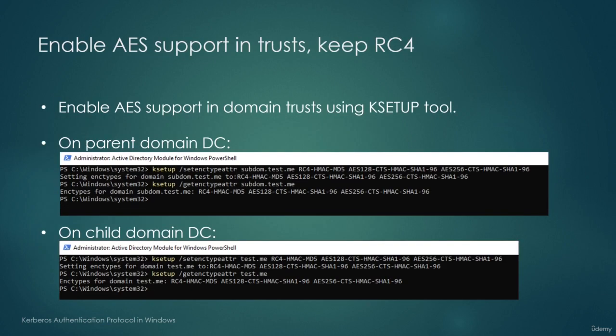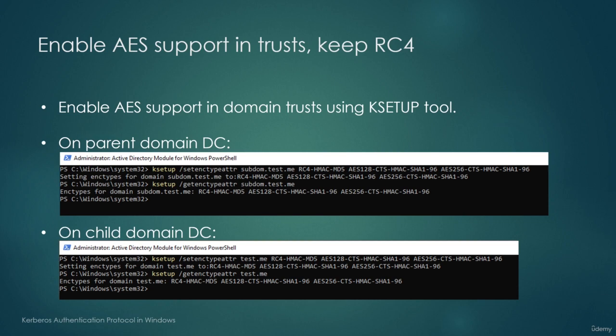First, we need to enable AES support in domain trusts from both sides for two-way trust configurations without disabling RC4 before we make any changes for the other principals. By default, the trust is configured for RC4 support only. Enabling AES support in the GUI will disable RC4, so we need to use the ksetup tool.